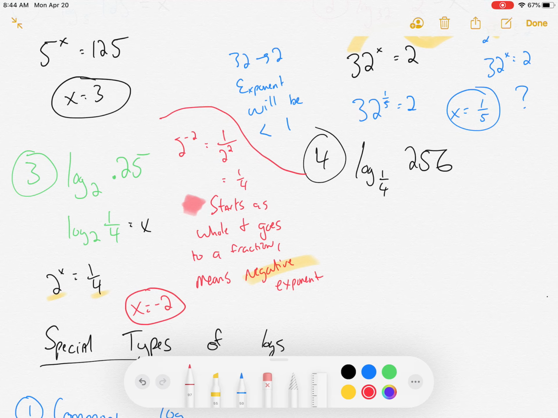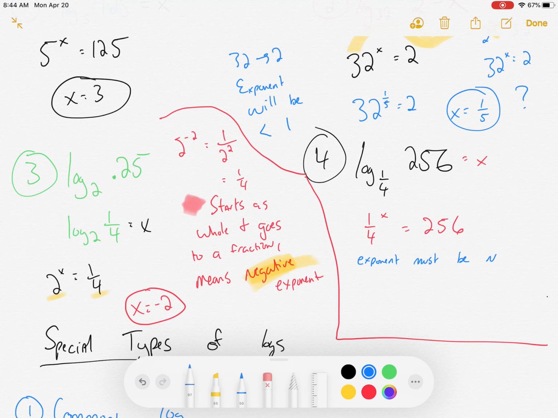Okay, last one. This one, we are starting with a fraction and going to a whole number. Let's rewrite it in exponential form first. 1/4 raised to the x power is 256. Similar to before, we are starting with a fraction and making it a whole number. So again, we're going to need a negative exponent. Now, essentially, ignore my fraction. I know that it's going to have to be negative. That's the only way to go from a fraction to a whole number, or vice versa. So the exponent must be negative.